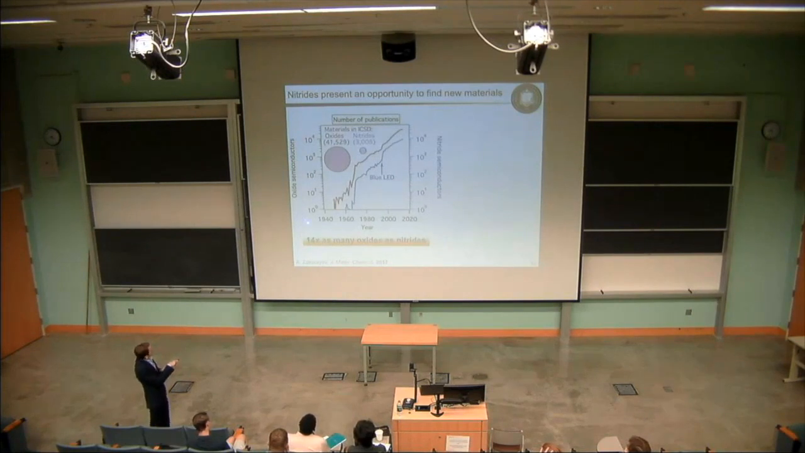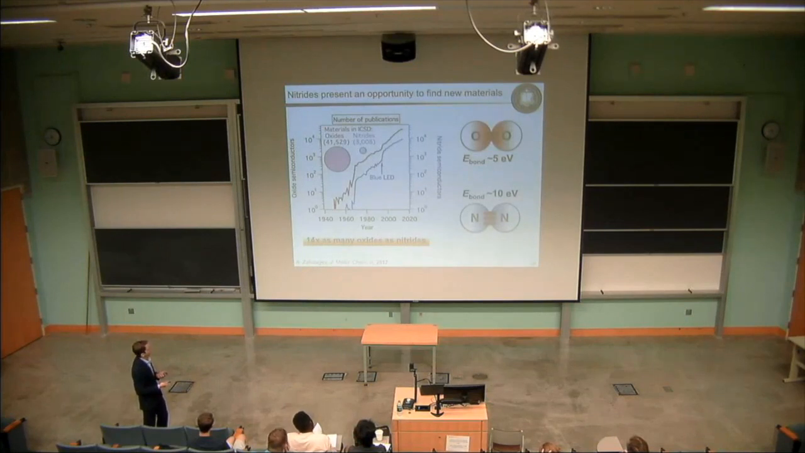So here I'm showing the prevalence of oxide semiconductors as a function of year compared with nitride semiconductors. What we find is that there are about 40,000 reported in the ICSD, which is the Inorganic Crystal Structure Database. So basically all known solid-state materials, for the most part, sit in this database. There are about 40,000 known materials that contain oxygen compared to about 3,000 that contain nitrogen, with a lot of those just discovered since the Nobel Prize was awarded for the blue LED.